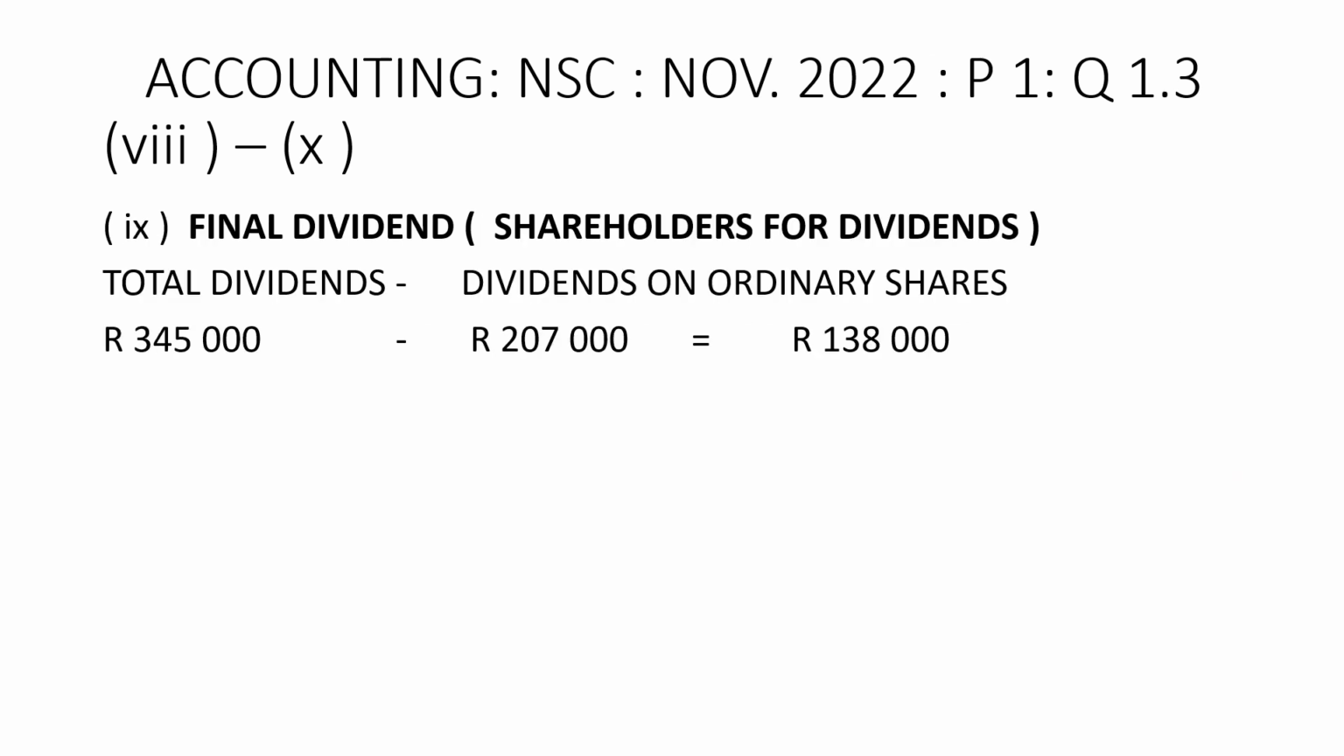Right, so your total dividends is made up of, remember, that we were given the total dividend as 345,000. The interim dividend was given to us as 207,000. Therefore, the final dividend will now be 138,000.